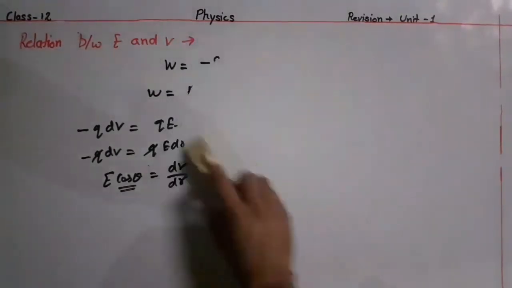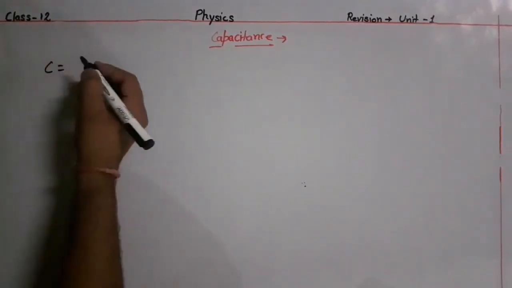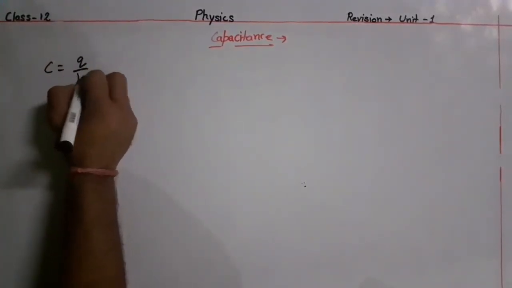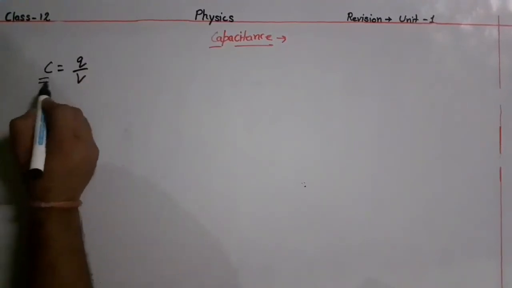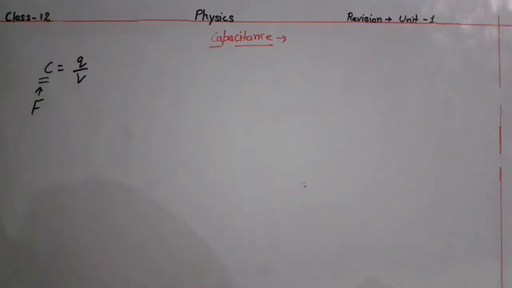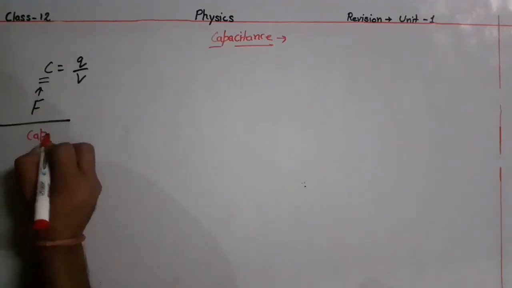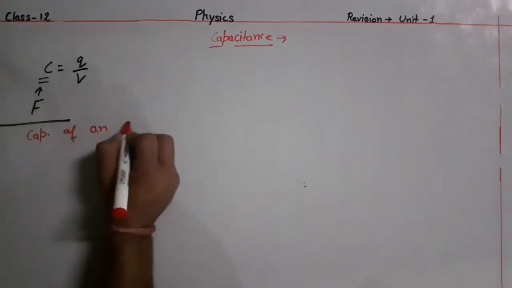Next topic for today's revision is capacitance. Capacitance is the tendency or capacity of a material to store an electric charge, and it is written as C. C is equal to charge stored per unit voltage. It is measured in farad, and farad is a very large unit. Our next topic in this section is capacitance of a spherical conductor.